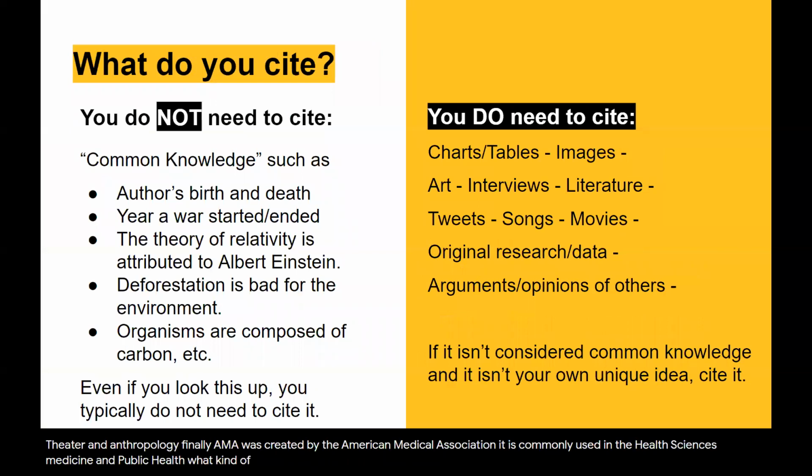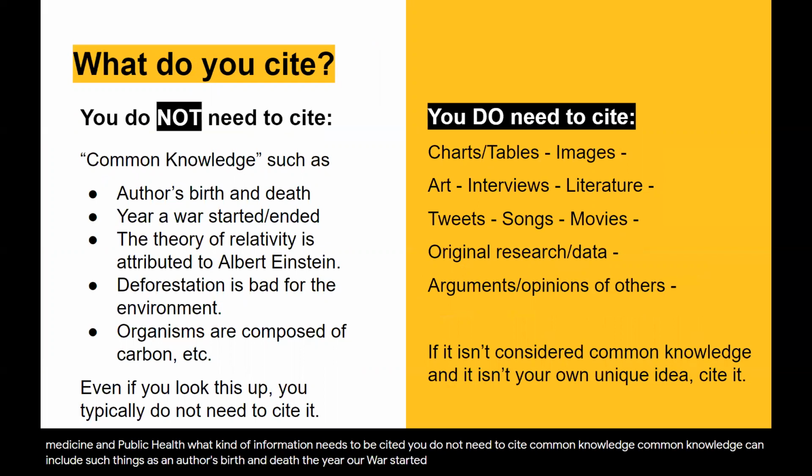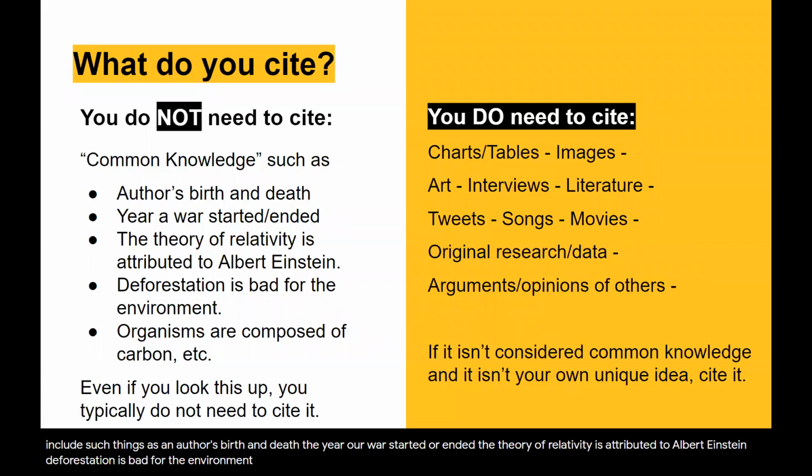What kind of information needs to be cited? You do not need to cite common knowledge. Common knowledge can include such things as an author's birth and death, the year a war started or ended, the theory of relativity is attributed to Albert Einstein, deforestation is bad for the environment, organisms are composed of carbon. Even if you look this common knowledge up, you typically do not need to cite it.